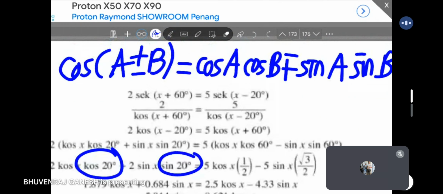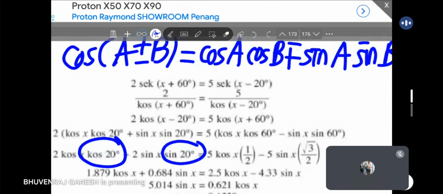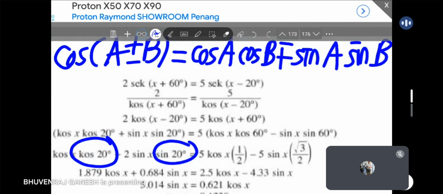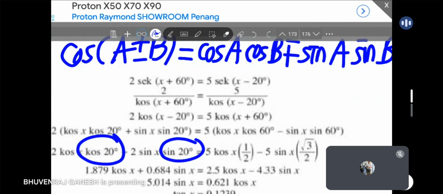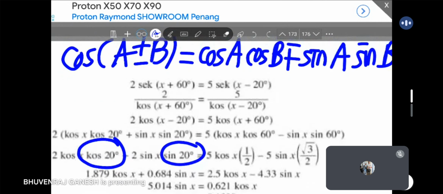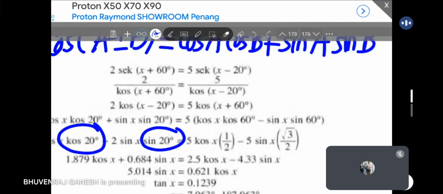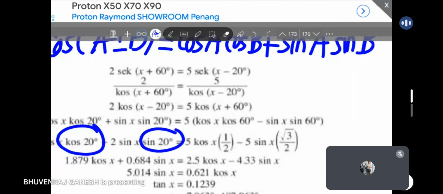And then same concept, if you have cos and sine in one equation, dua-dua ni dalam satu persamaan, you guys must just group it, bagi dia sama lah. So all the cos, kamu kumpul satu belah, all the sine kumpul satu belah. You make it all together. So the concept is sine bahagi cos equal to 0.621 over 5.014.